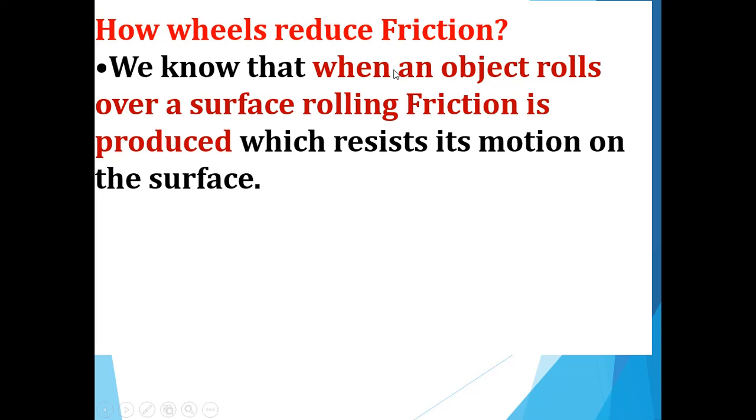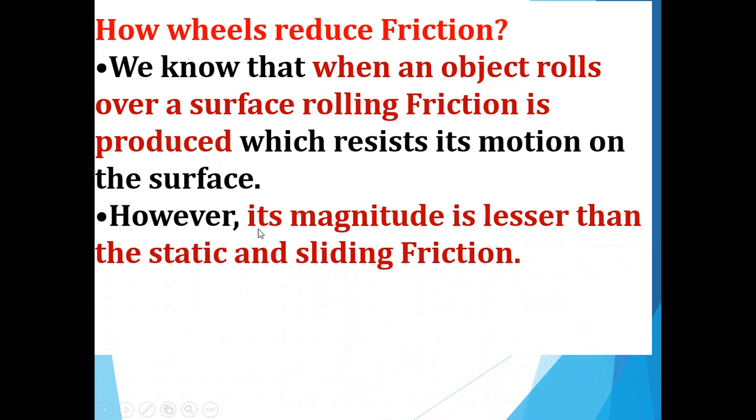We know that when an object rolls over a surface, rolling friction is produced, which resists its motion on the surface. It will be opposite to the movement of the object on the surface. However, its magnitude is lesser than the static and sliding friction. So what is meant by magnitude? Its strength. So its strength will be lesser than the static and sliding friction.